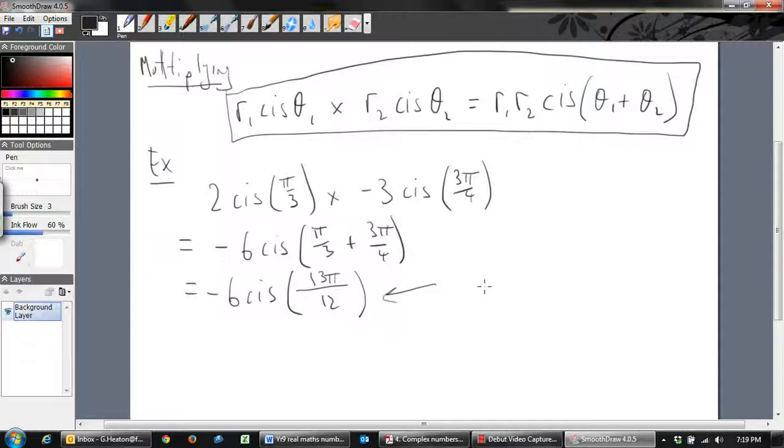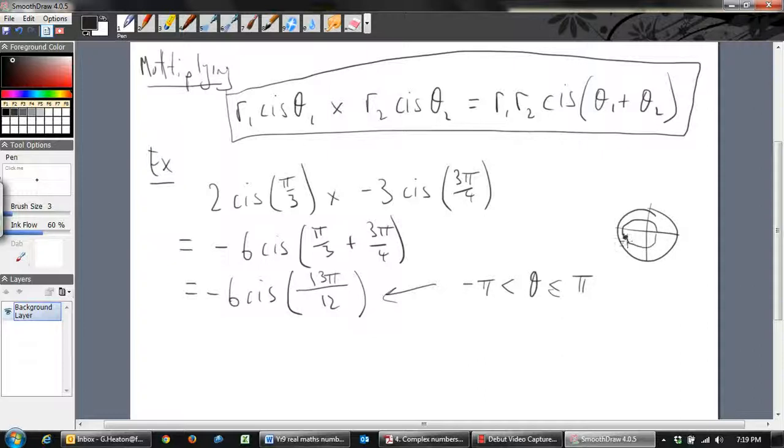Now let's just check this. Is your argument in between negative pi and pi? We need to just check that. No, it's not. It's gone too far.